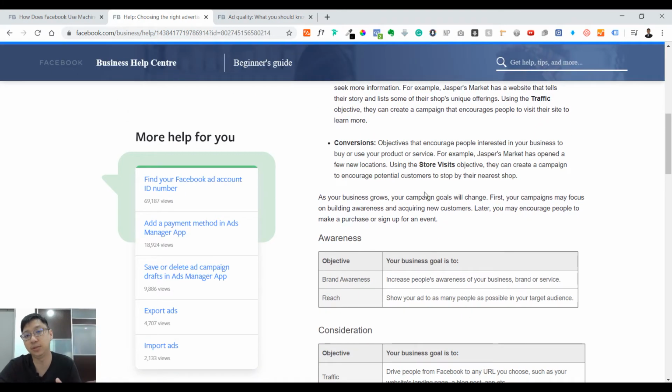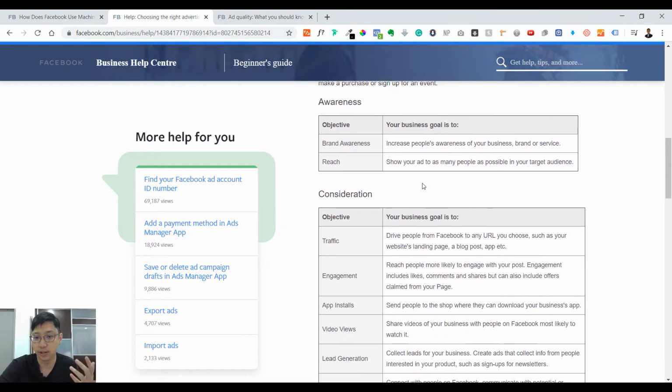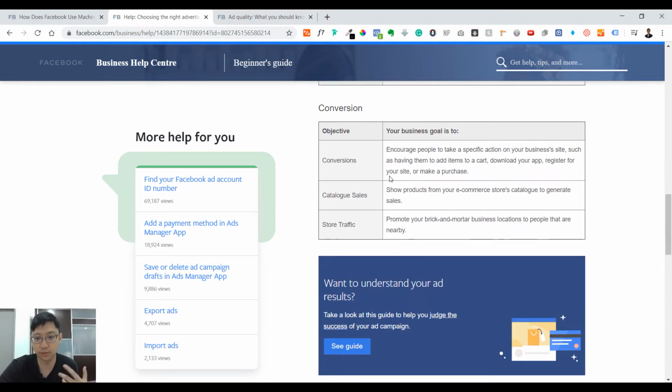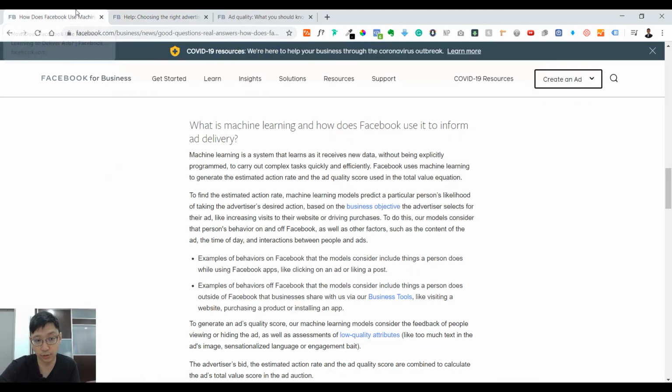There are 2 ways to run ads: you can run ads directly from the Facebook page itself, or you run through Ads Manager. I usually run through Ads Manager because you have more options to play around with, like awareness, consideration, conversion. So you can check through all this information. I usually explain this to new beginners or to my customers if they want to know more about the Facebook objectives. So you can go look through it as well, right?